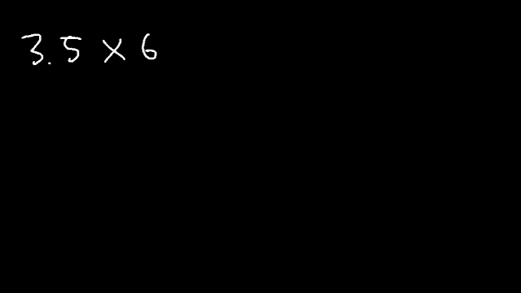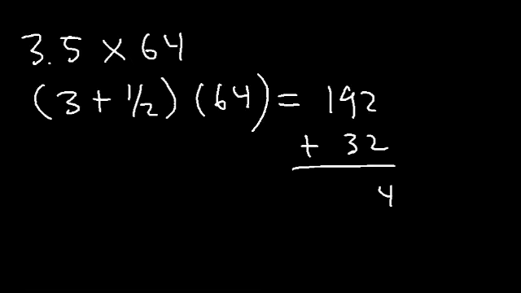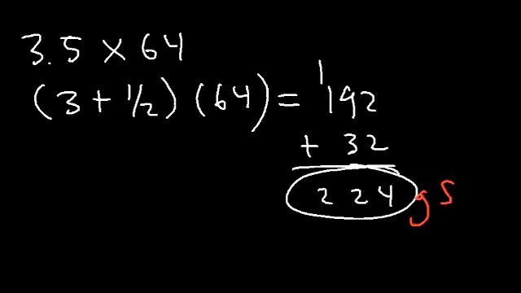3.5 times 64. How would you do it? Well, here's one way you can see it. 3.5 is basically 3 plus a half, times 64. 64 times 3 is 192. And half of 64 is 32. So when you add these numbers, you should get 224. And so that's how many grams of sulfur dioxide are in 3.5 moles of SO2.